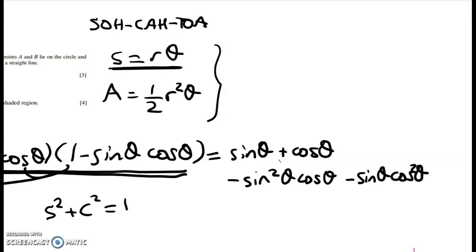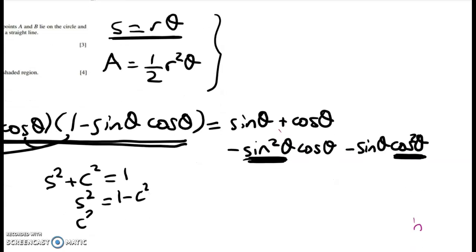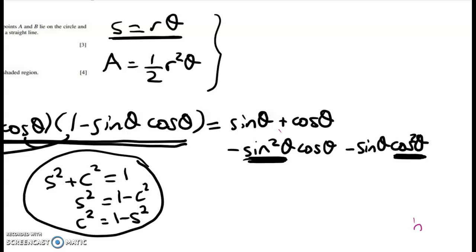Let's just fix that one up. So where I see the sine squared theta, I'm going to replace it with sine squared equals 1 minus cos squared. And where I see the cos squared term, I'm going to replace it with 1 minus sine squared. Now, you don't need to write all of that out. You're just going to do it in the working for the proof. So that's my next step now.